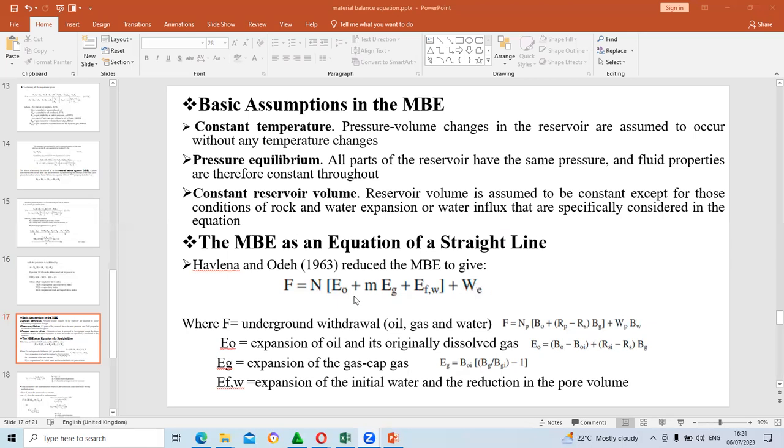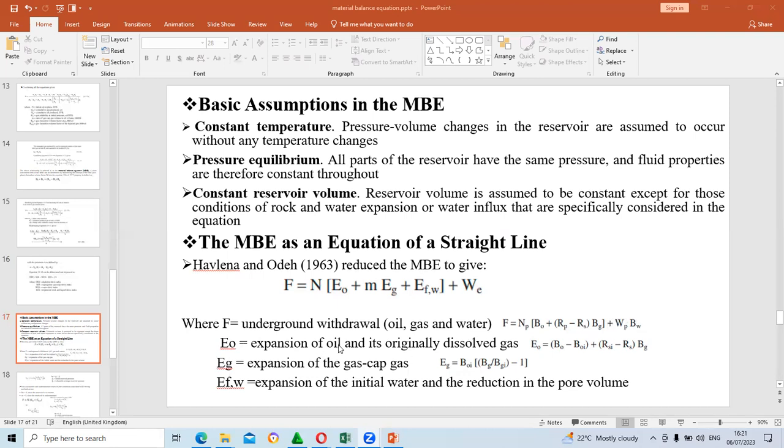So in this particular formula, F is equal to what? The amount of oil, gas, and water that is produced. So the amount of oil, this part in front, takes care of the amount of oil and gas that is produced. And then this other part now takes care of the amount of water that is produced.